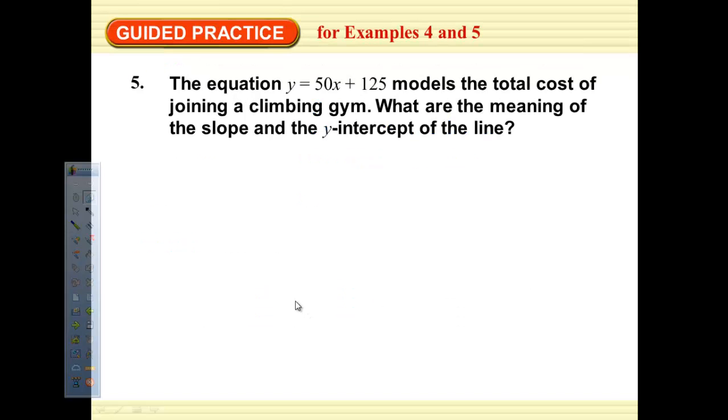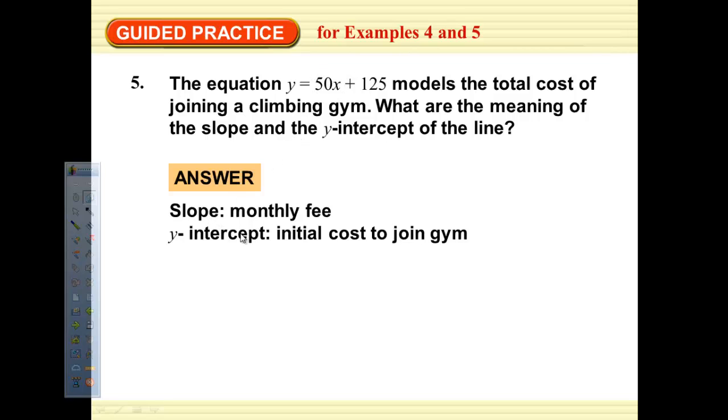Now for this next problem, it says here's another total cost for the gym. It says what's the meaning of the slope and the y-intercept. So in this case, our fixed cost is $125. Our variable cost is $50. It cost $125 to sign up for the gym, and then it's $50 a month. So the monthly fee is the slope. Y-intercept is initial cost to join the gym.